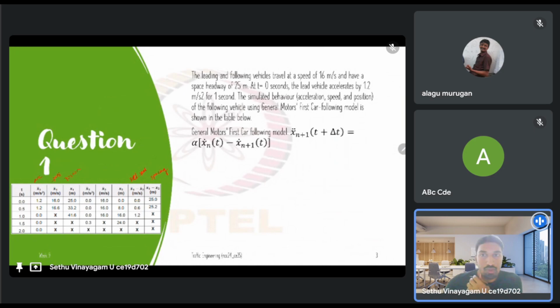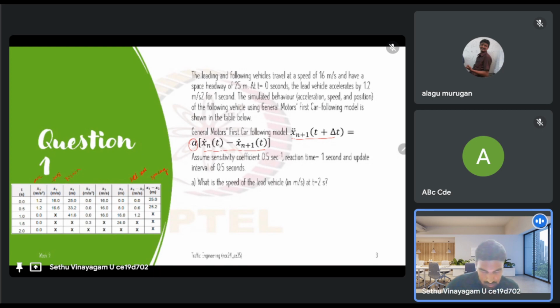So this is the General Motors first car following model, right? In the first generation model, we model the acceleration response as a function of the relative speed and a sensitivity constant, alpha. Here we assume that the sensitivity coefficient alpha is 0.5 second inverse and the reaction time delta t is 1 second, and we update the model every 0.5 seconds.